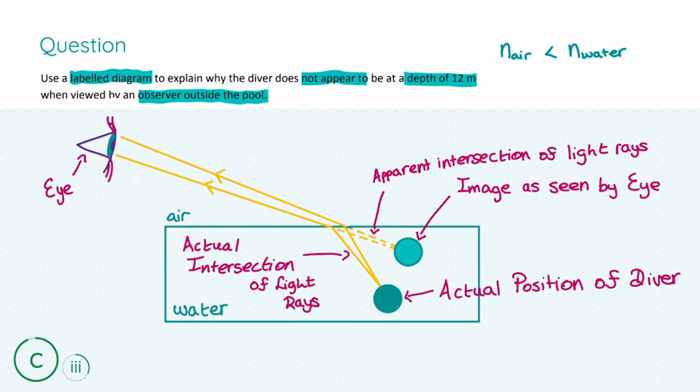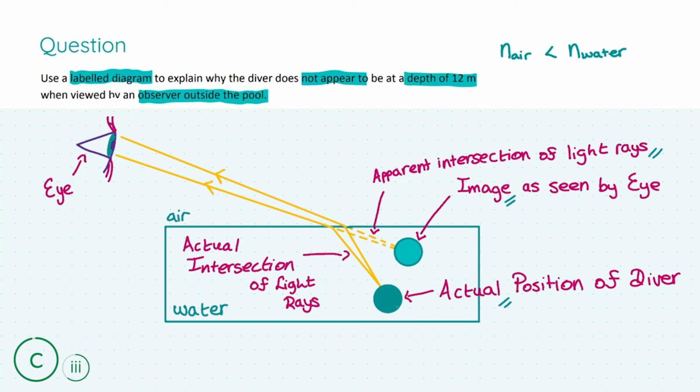So we have that the light rays are going from the apparent intersection of the light rays to the eye, where they do not appear to bend, when in reality they do, as you can see from the actual position of the diver, and therefore it forms an image. So it is the image if there were no water there or no refraction.